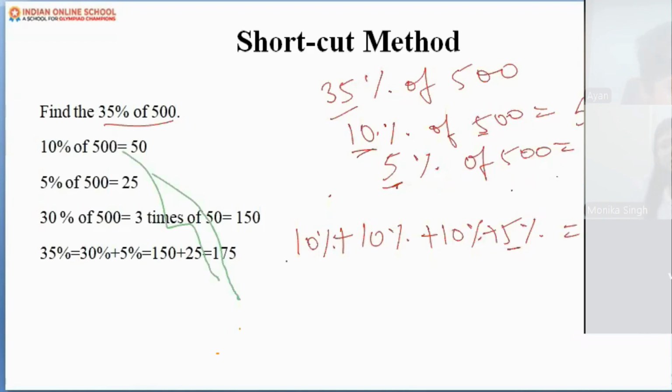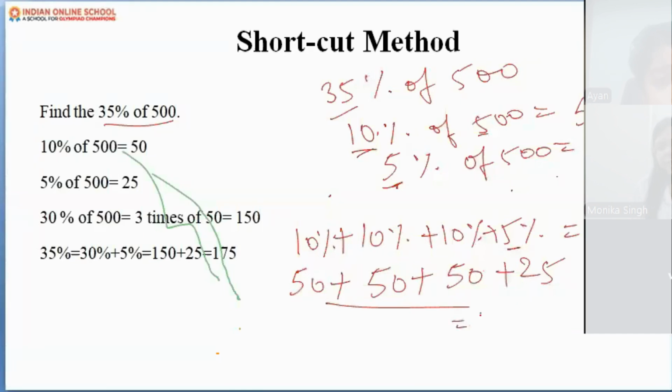Now we can calculate it. 10% that is 50, again 50, again 50 and then 25. It makes 35%. So what number will we get? We get 175. So this is the short trick. We just need to find out the 10% and 5% and add those numbers to make the required percentage.